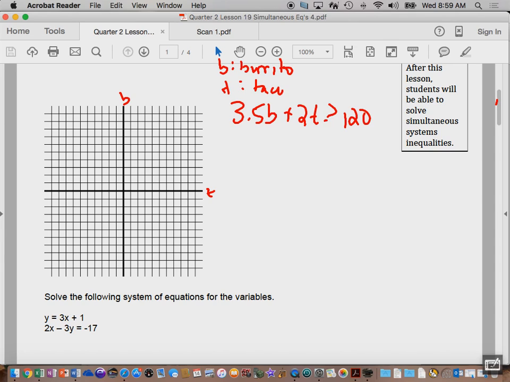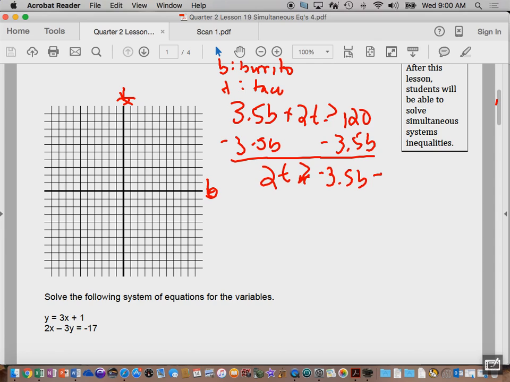I'm going to change this to B and T. I'm going to do burritos and tacos this way, because it's a little bit easier. So minus 3.5B, minus 3.5B, and I get 2 tacos is greater than negative 3.5B plus 120. And now I'm going to divide by 2. And I get the tacos is greater than.